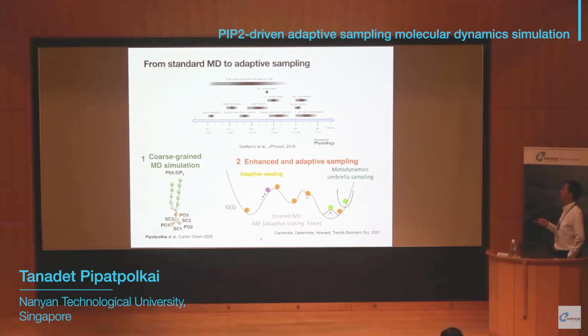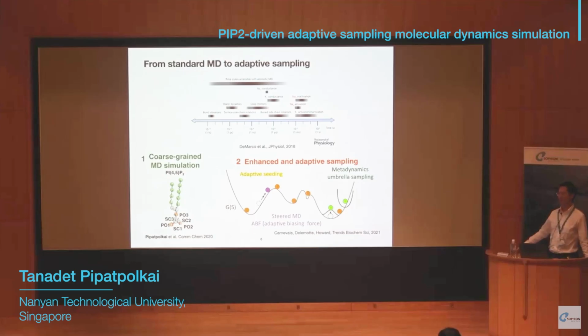The other technique that I'm mainly going to be talking about today is enhanced and adaptive sampling. So you can favor a transition from one state to the other state, and you have a structure that gets stuck at the bottom of the well. There are several strategies you can use. One is that you can seed the structure, so start running simulations from different points along the transition.